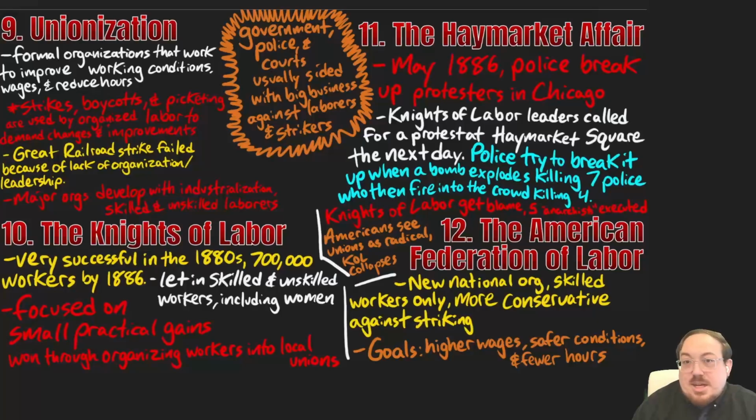But that will begin to change as you have these unions that eventually joined together to create larger national and state level unions. They began to get more power, more authority, and they began advocating for, again, better working conditions and things like that. One of the first ones is our next term, the Knights of Labor. They're very successful in the 1880s. They'll have over 700,000 workers by 1886.